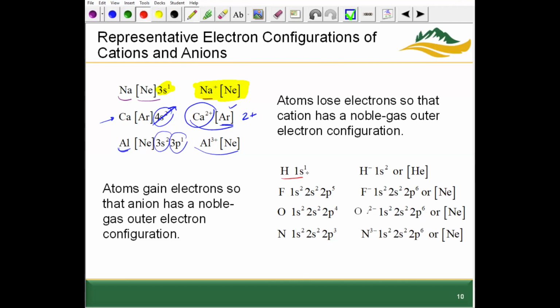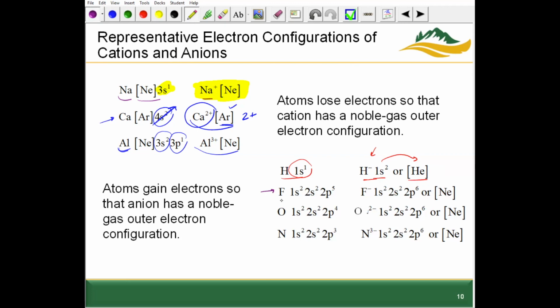Hydrogen, we know, is one of our exceptions. It just wants a complete duet. So when it gains an electron, it'll have 1s2 electron configuration, which is that of helium. Hydrogen doesn't want a happy octet. We're not going to force 6 more electrons into its atom. So hydrogen is good with a duet rather than an octet. And helium as well just wants a duet.